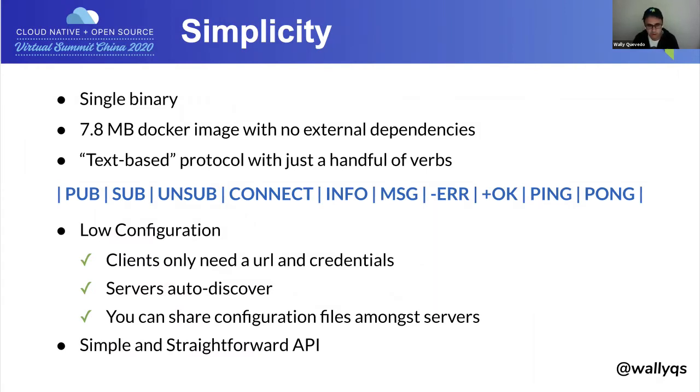It has no other dependencies. It's a very lightweight Docker container, just 8 megabytes. The protocol has almost not changed in this almost a decade of NATS. It's very simple, a text-based protocol. You can just use telnet to type in the protocol and interact with the system. It doesn't take a lot of configuration. It should just work by default. And the API is very straightforward.